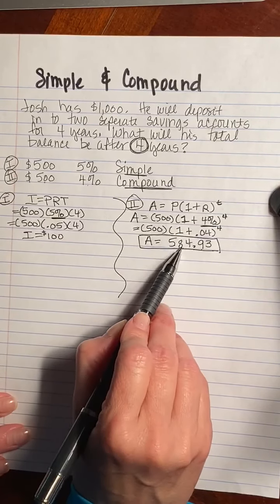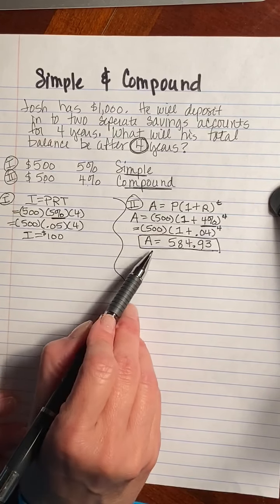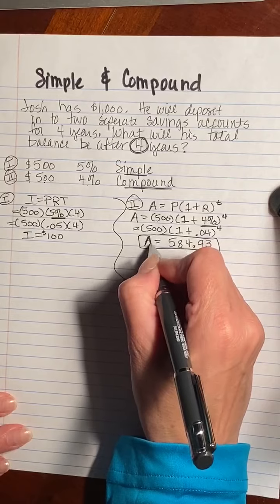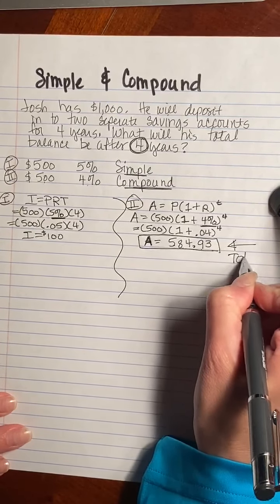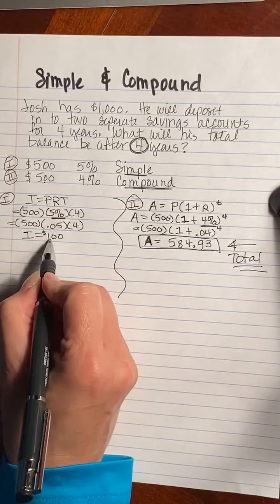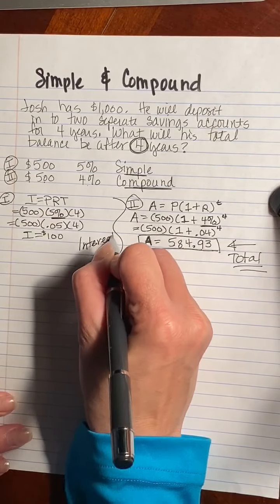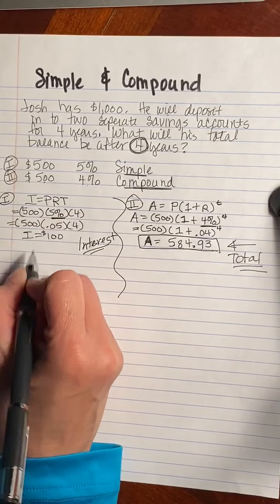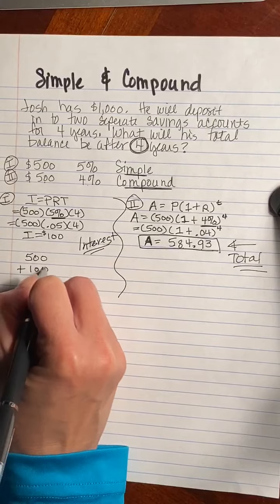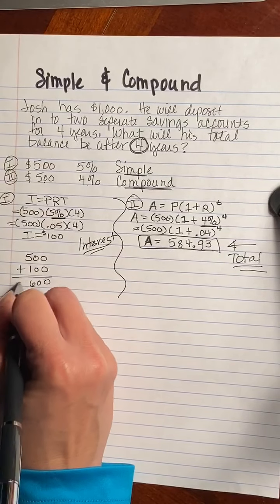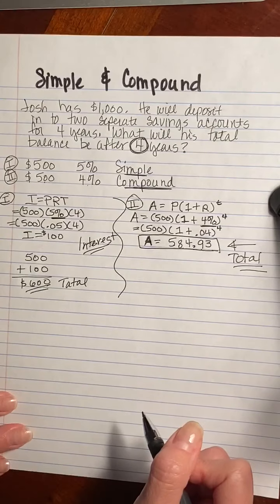But if we look at this amount and our simple interest amount, we can see that there's a huge difference. This compound interest gives us the total amount that's in this account. Simple interest only gives us the interest. So what we have to do with our simple interest formula is go back and add $500 plus $100. So now our total amount in this account is $600.